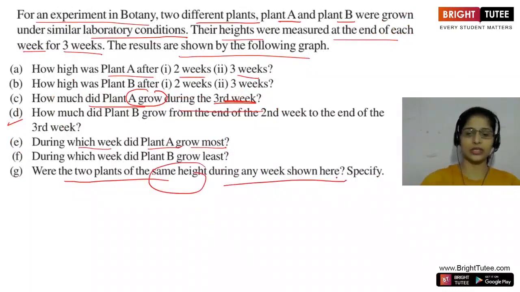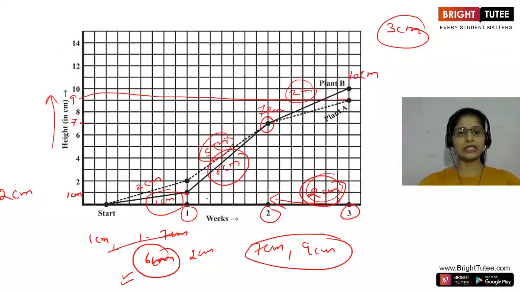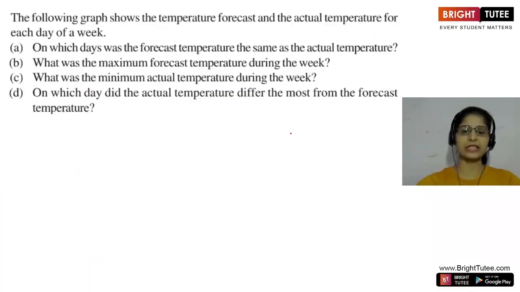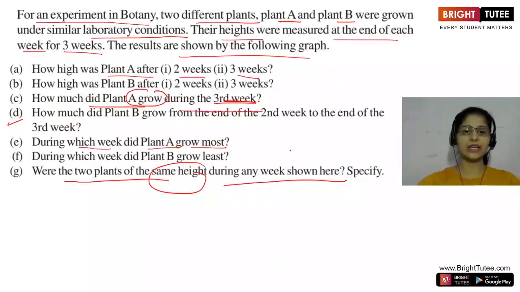During any week shown here? So if we see during the second week, at the end of the second week, both of the plants have the same height, that is 7 centimeter. Let it be plant A or plant B, they both have the same height, that is 7 centimeter. So yes, the answer is 7 centimeter, and it is the second week. Clear?